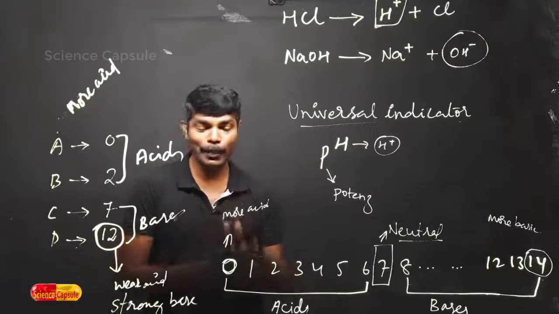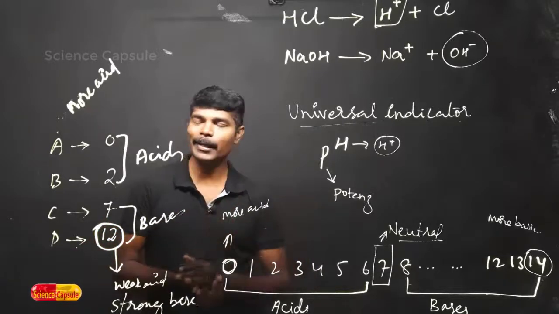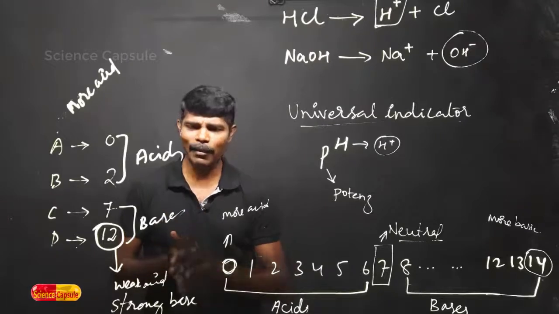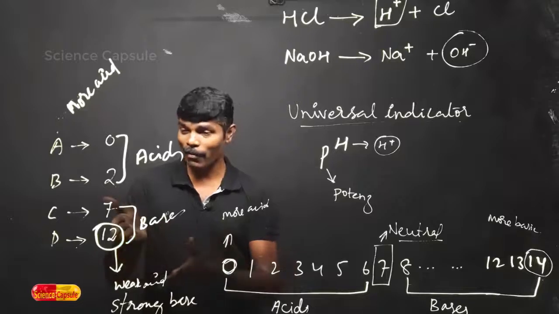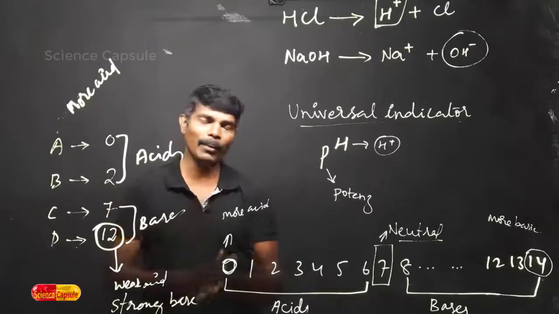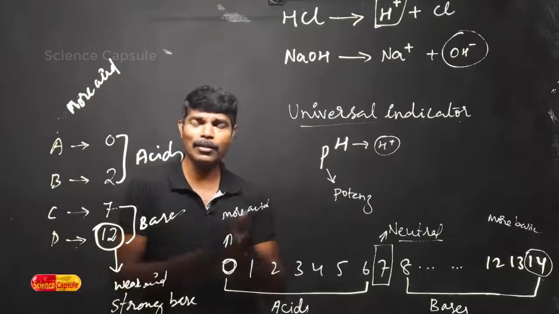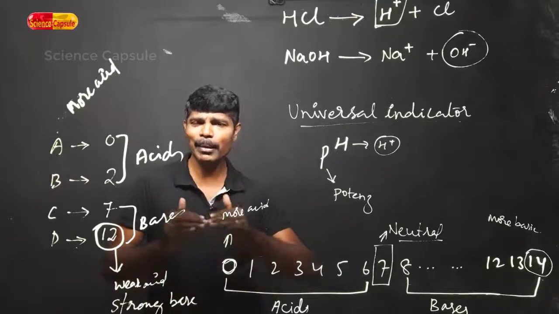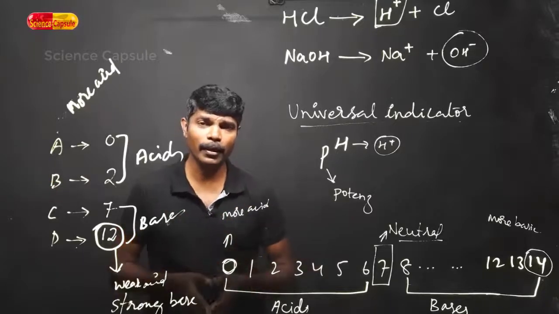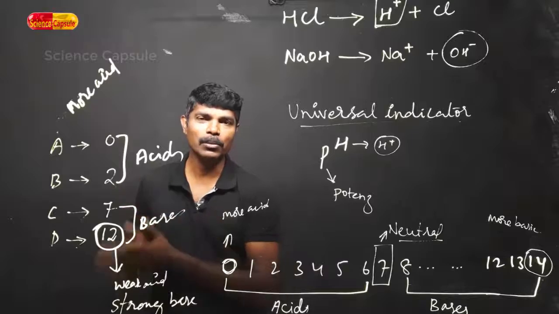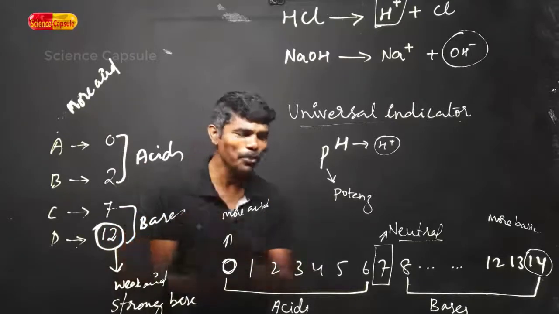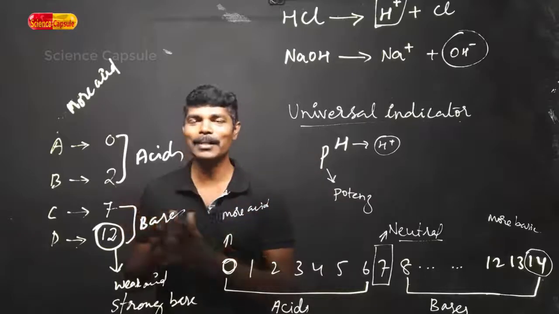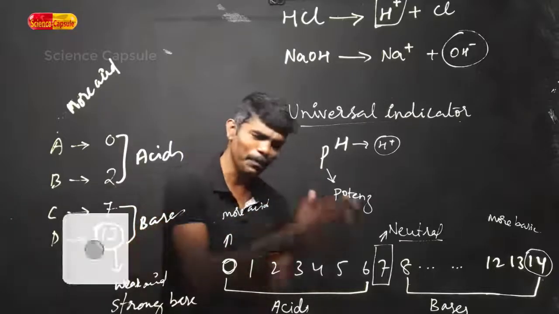On the basis of pH value, the universal indicator changes its color. If the value is 0, then it will be dark red, and if it has a value greater than 12, or 13 or 14, then it will change into blue. So on the basis of the color code also we can find whether the strength of the acid is more or less. So dear students, I believe you understood how to find the strength of an acid or a base on the basis of a pH value.